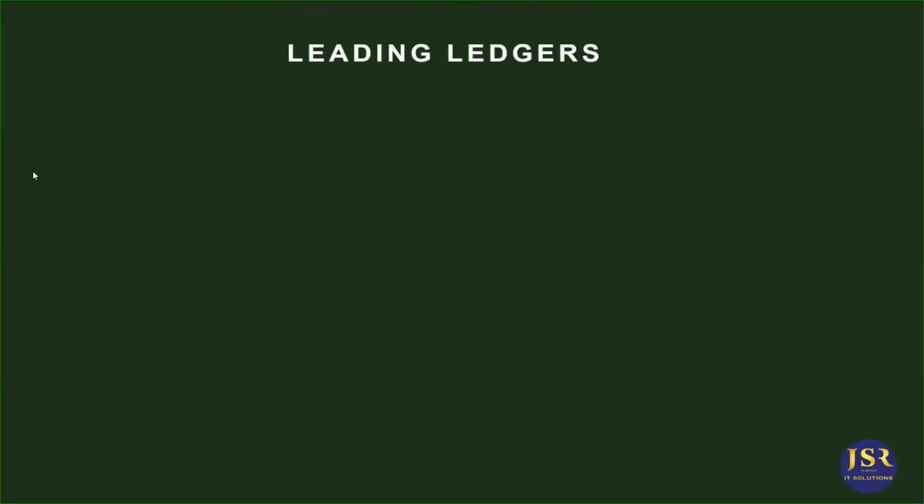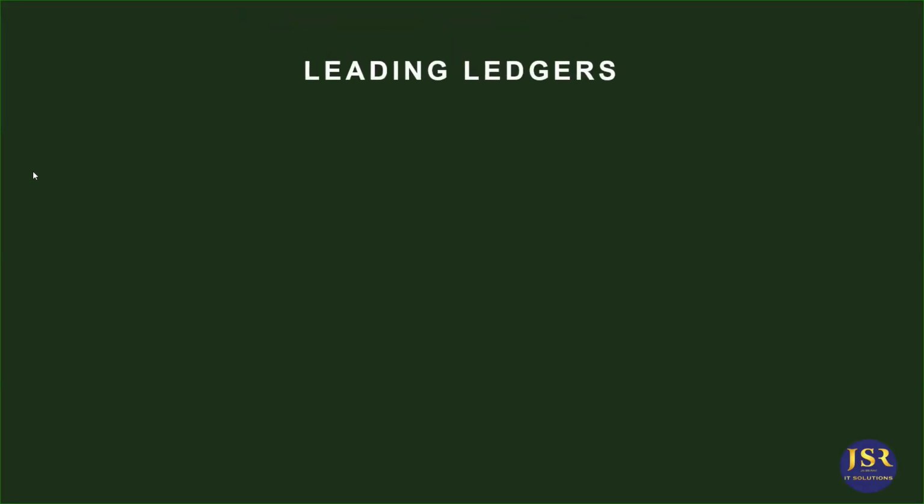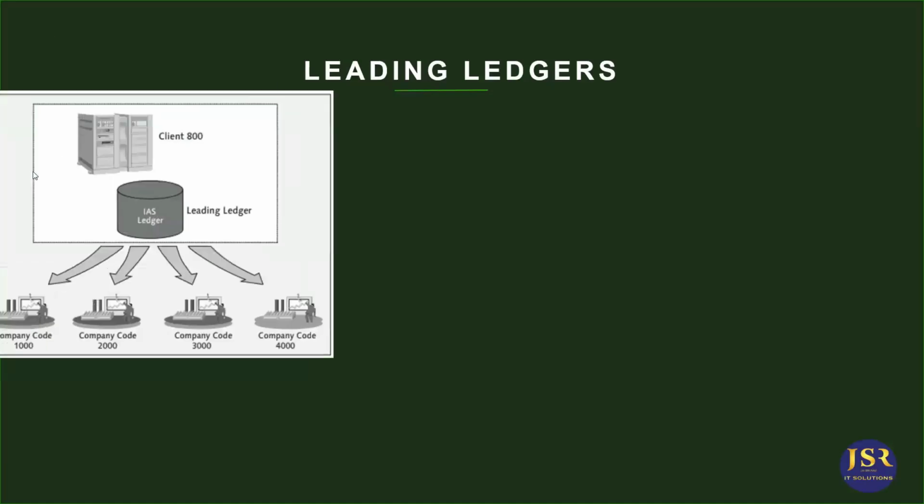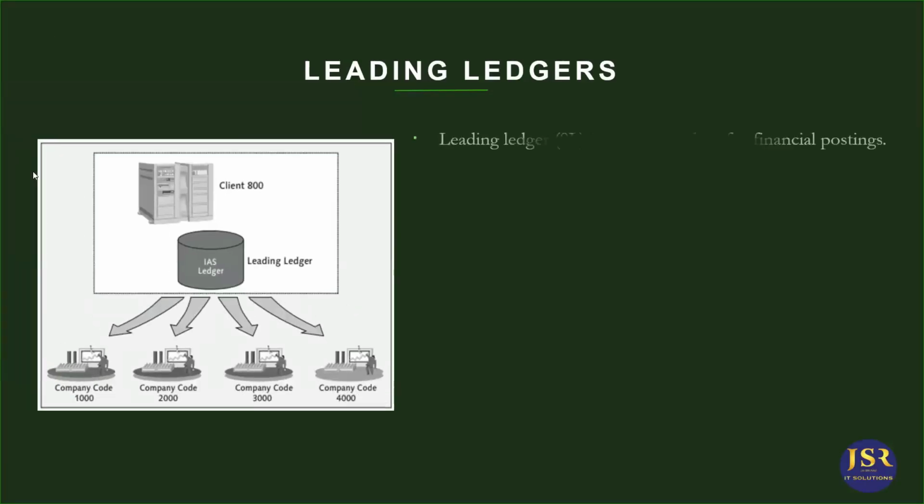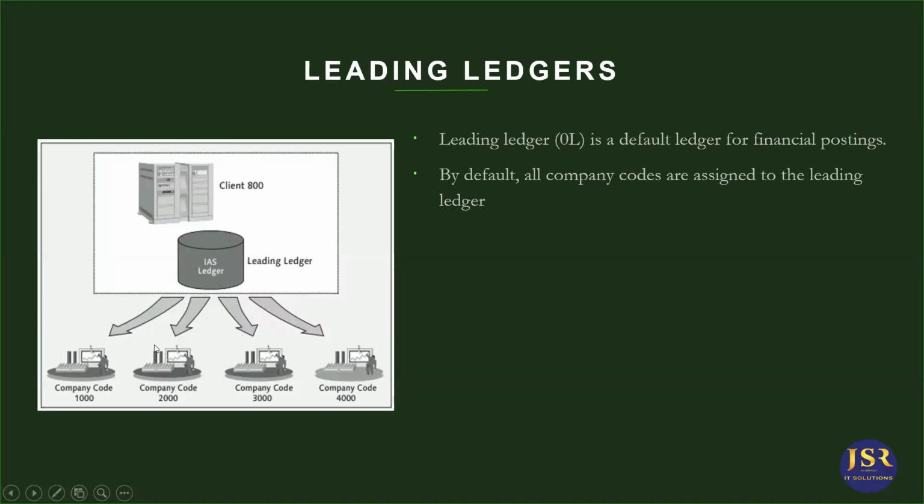Going to the leading ledger, what is the importance of this one? The functionality of the leading ledger from ECC to S4HANA has no changes. The leading ledger is the default ledger for financial postings, and it is activated by default. It is available for all company codes because it is created at client level. If we see the picture on the left side, the leading ledger is created at client level, that is 800, representing all company codes below it. Automatically it will be activated there.